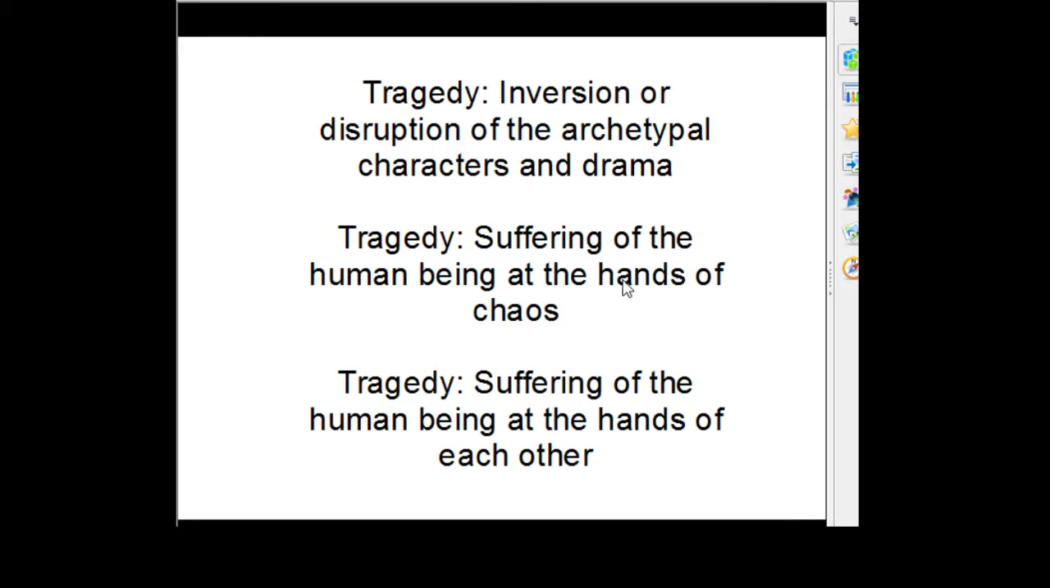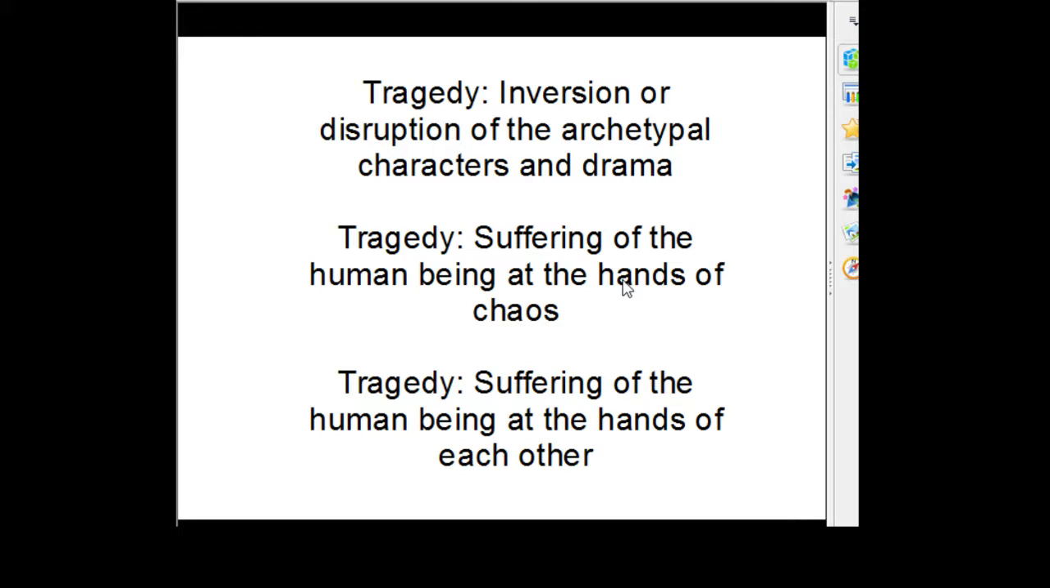Tragedy is also the suffering of the human being at the hands of chaos. Lear's madness is an example of it. It's not his fault that he's gone crazy, but his actions still have terrible consequences in the play. And so the whole thing is hard to justify because it seems unfair that he's suffering the madness, and it seems unfair that others should suffer as a result of his terrible decisions, yet there's nobody really to blame for it.